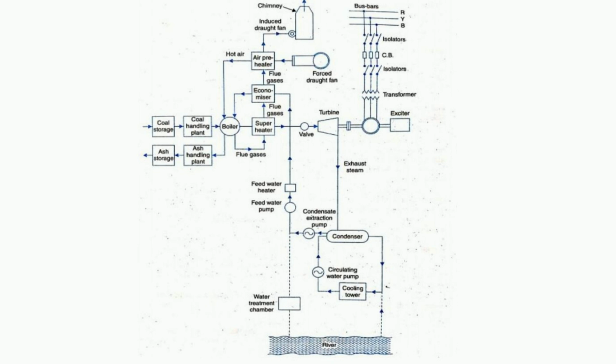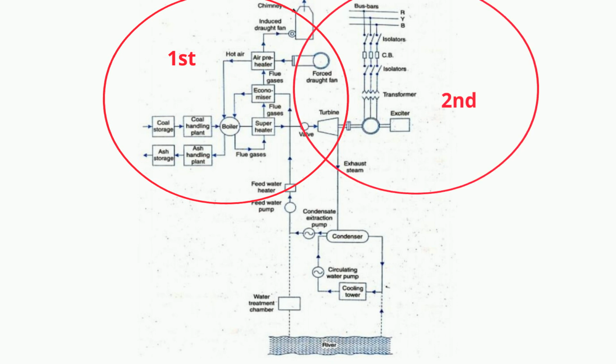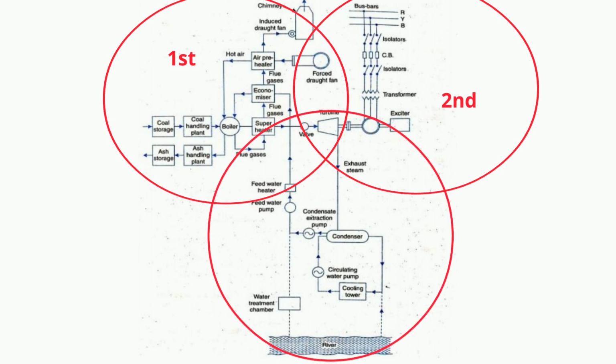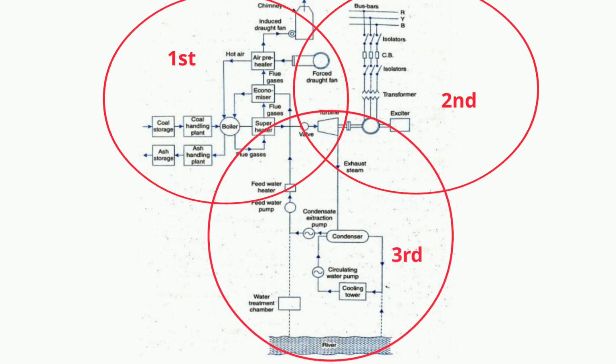For ease of understanding, I am dividing this complete layout into three parts. The first part consists of the coal handling plant, ash handling plant, boiler, etc. In the second part we will see the turbine, alternator, exciter, and bus bars. And in the last part we will see the condenser, cooling towers, feed water pumps, etc. After that, we will add all these three parts and visualize the complete layout of the thermal power station.